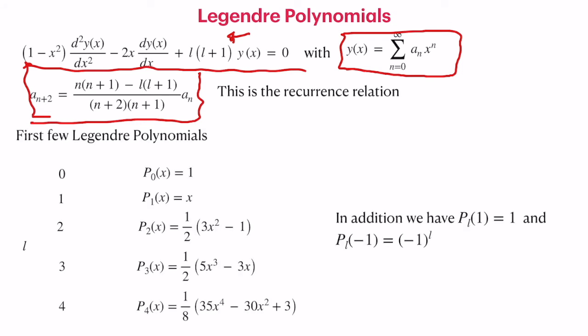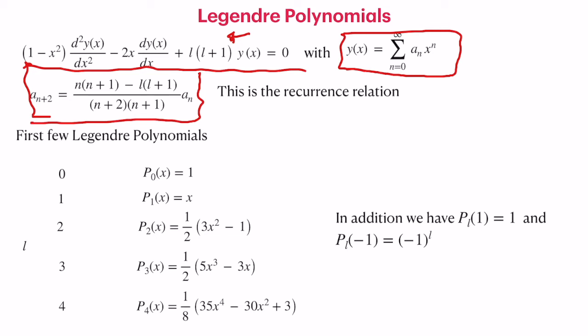Now by using this recurrence relation we can obtain the Legendre polynomials. Starting with l equal to 0, we have the solution P0 equal to 1. It is straightforward. A0 is not constrained, but we usually take it to be 1. Once we have A0, we can obtain the rest of the even coefficients.